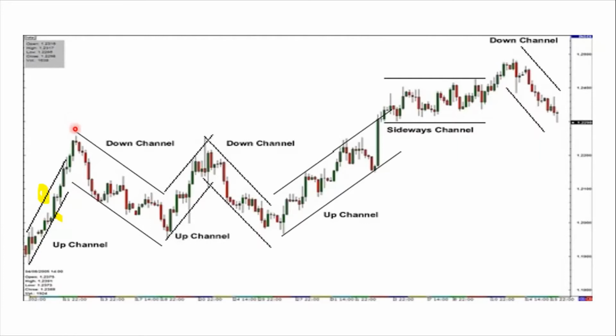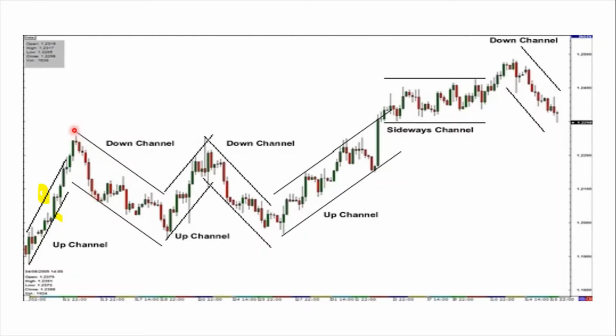So this down channel here, as you can see, is a down channel. We have two lines. This is the resistance, and this one is the support. As you can see on the top part here, the price touched this line first, and it also touched this one first.